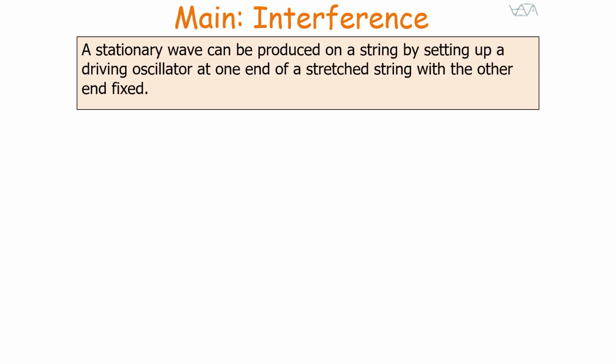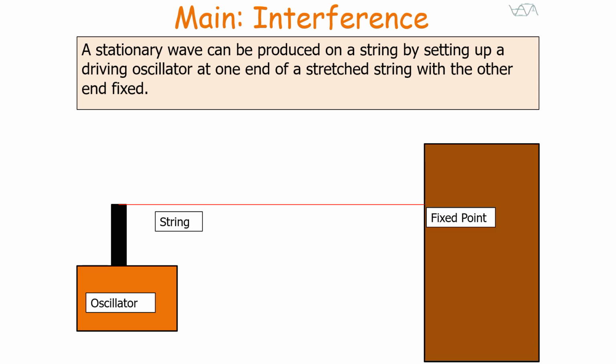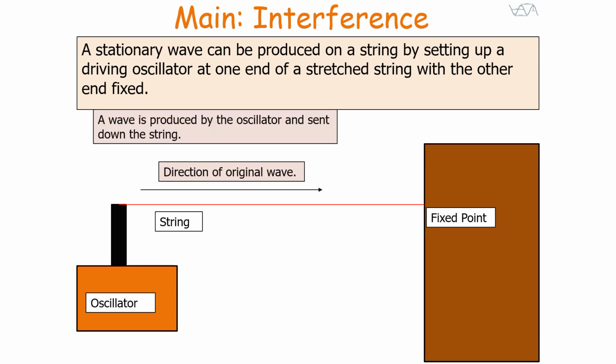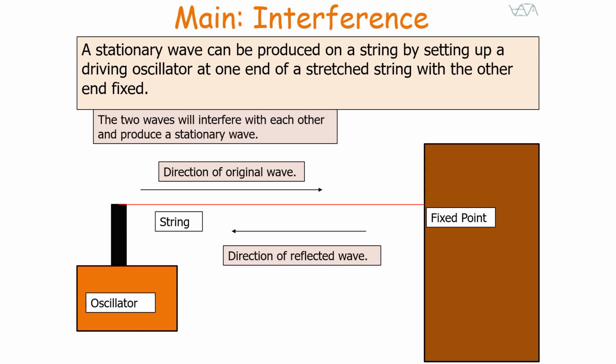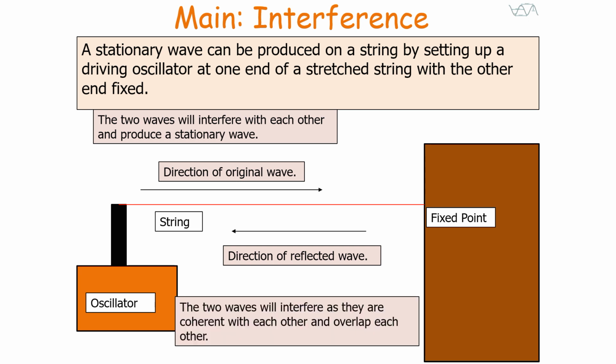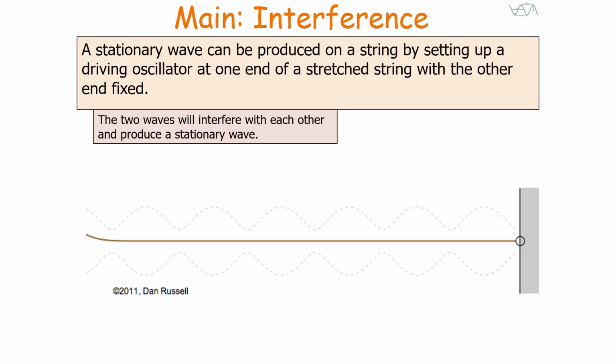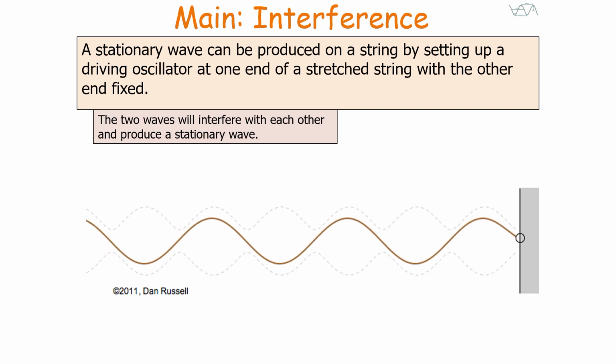Now a stationary wave can be produced on a string by setting up a driving oscillator at one end of a stretched string with the other end fixed, as shown here. A wave can be produced by the oscillator and sent down the string. The wave will then reflect off the fixed point and come back in the other direction, and the two waves will interfere with each other and produce a stationary wave. The two waves interfere with each other as they're coherent with each other and they're overlapping and they're moving in opposite directions. So the two waves interfere with each other and produce a stationary wave, as shown in this particular animation.